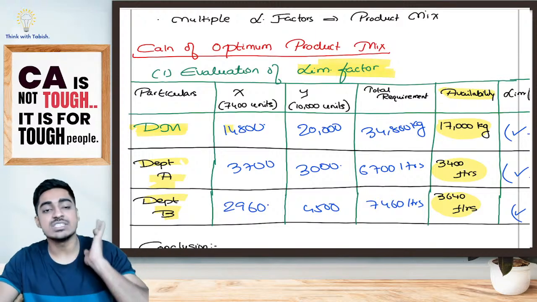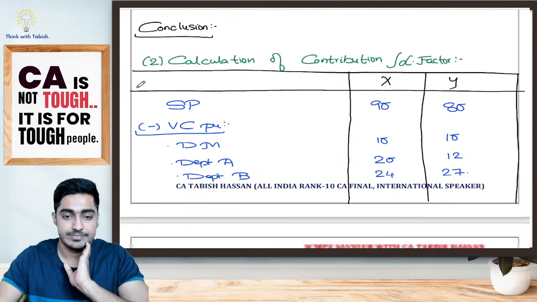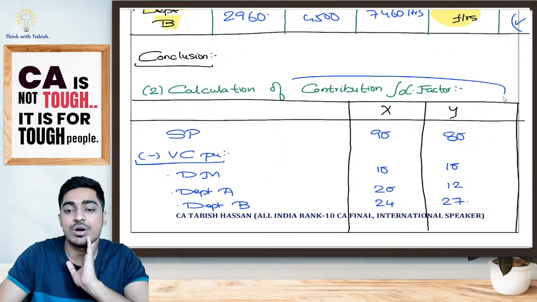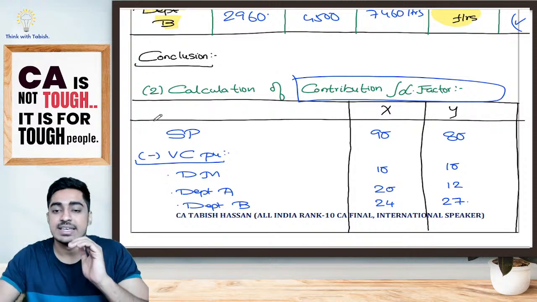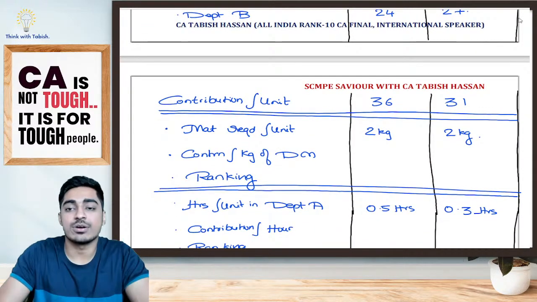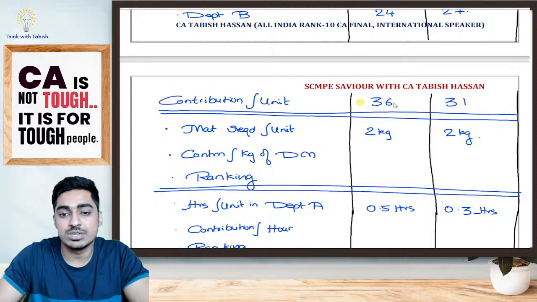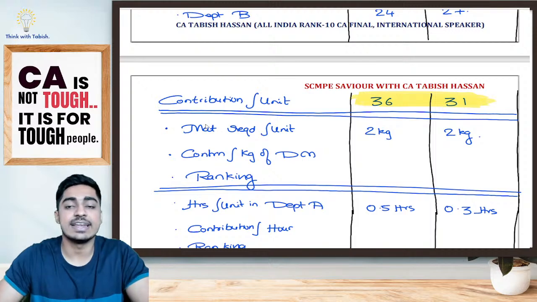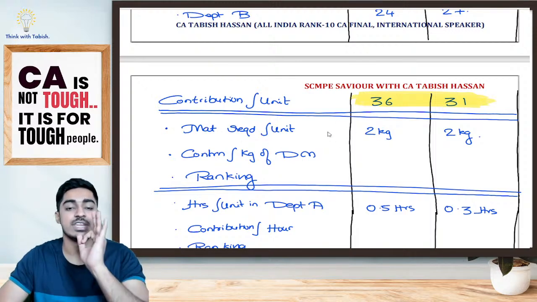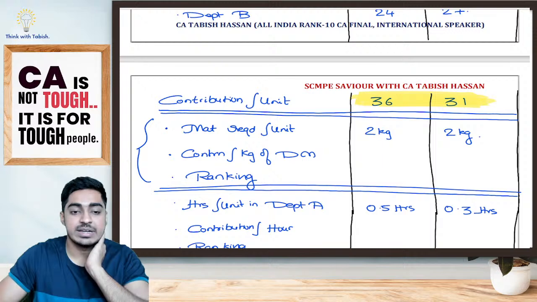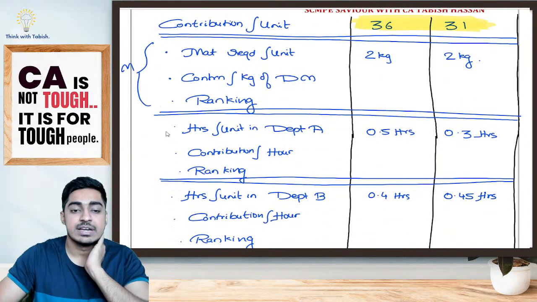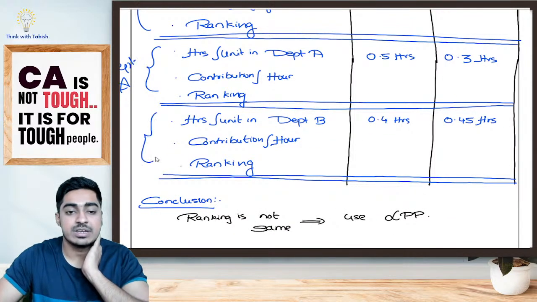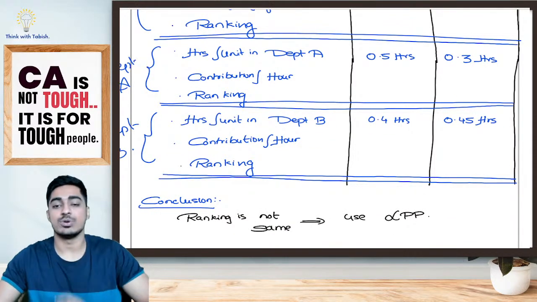Firstly, we have seen whether all these given resources are limiting factors or not. Now, the second thing we are supposed to do is give the rank based on contribution per limiting factor. We have done selling price minus variable cost and arrived at contribution per unit: 36 for X and 31 for Y. Now we need to calculate contribution per limiting factor. We have 3 limiting factors: direct material, Department A labor hours, and Department B labor hours. So let us see how we allocate.